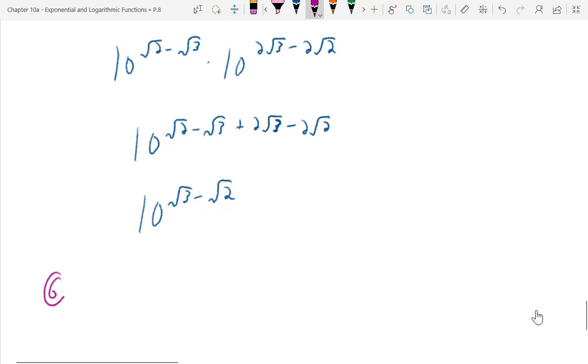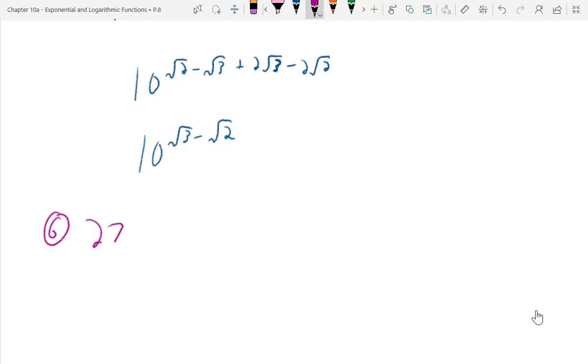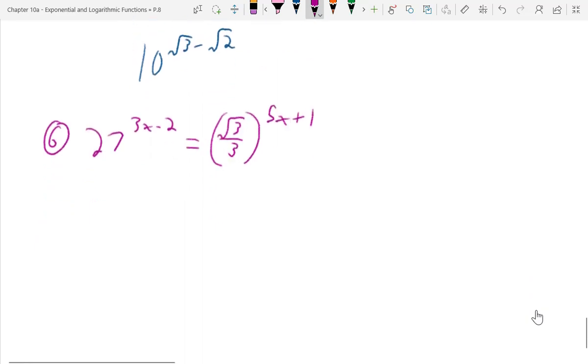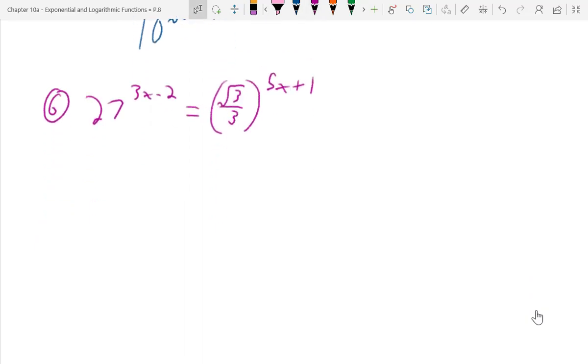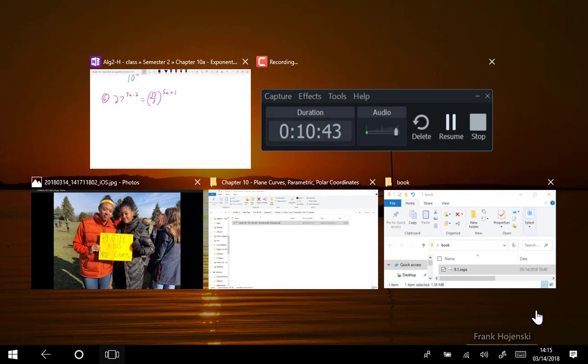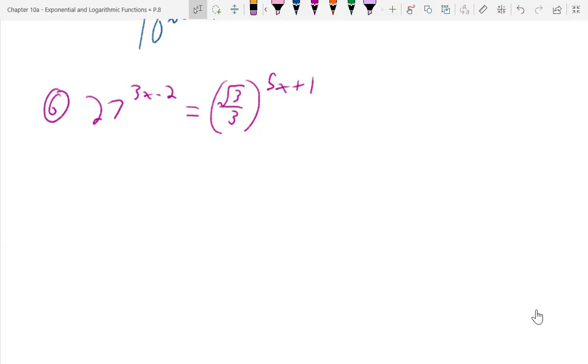Okay, last one. 27 to the 3x minus 2 equals root 3 over 3 to the 5x plus 1. Also pause. Come on. Okay, so let's focus on the root 3 over 3 part. That one is not good. It's not good form to see what I need to do with it.